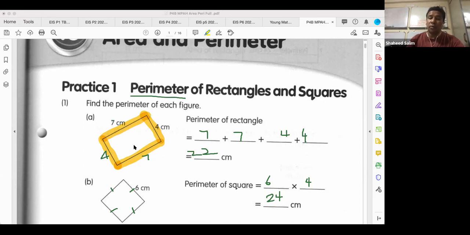The outermost. Let's say I have a figure like this, with a triangle and a square, and they ask you to find the perimeter of this figure. You cannot include this line. Don't include this one. The perimeter is only the outside down here. The inside part cannot be used. You don't count it as part of the perimeter.